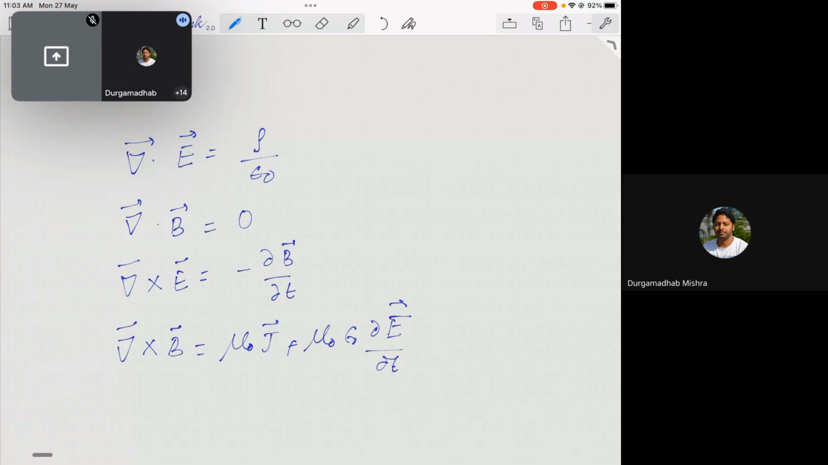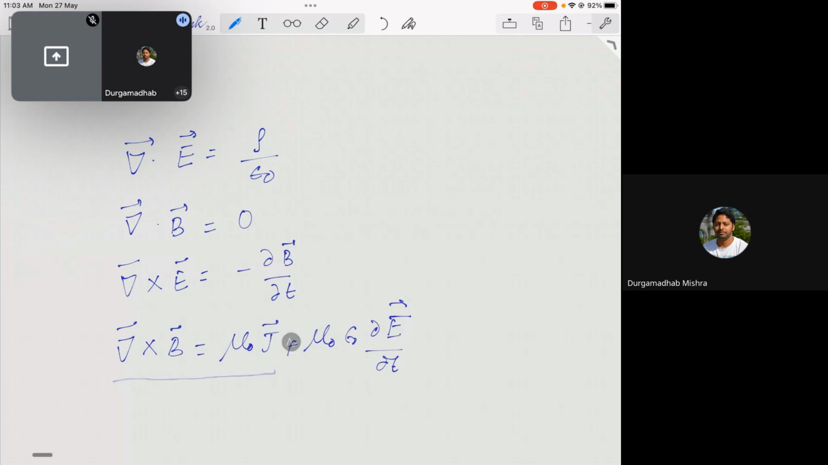So you have these. The first equation is Gauss's law. The second equation is Gauss's law for the magnetic field. The third one is Faraday's law of induction. And the fourth one is your modified Ampere's law. So Ampere's law, basically, you can say curl of B is equal to mu naught J.